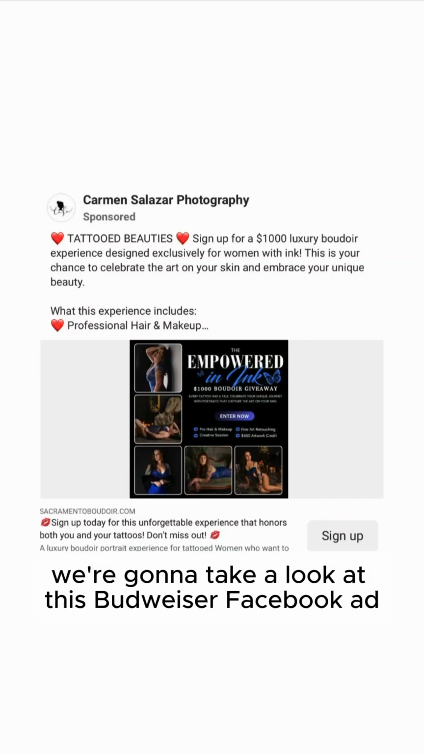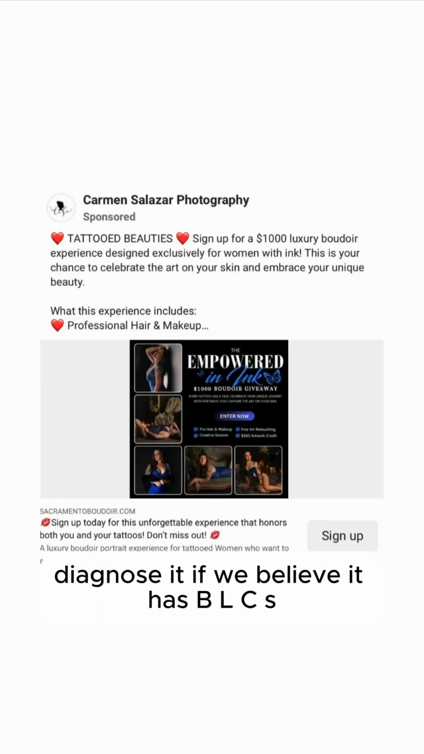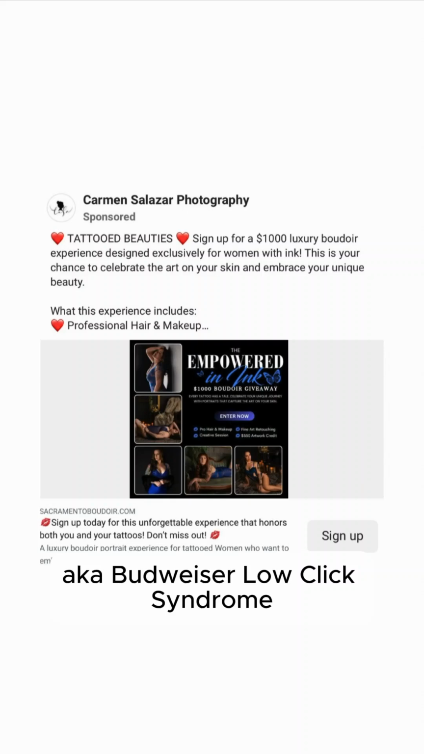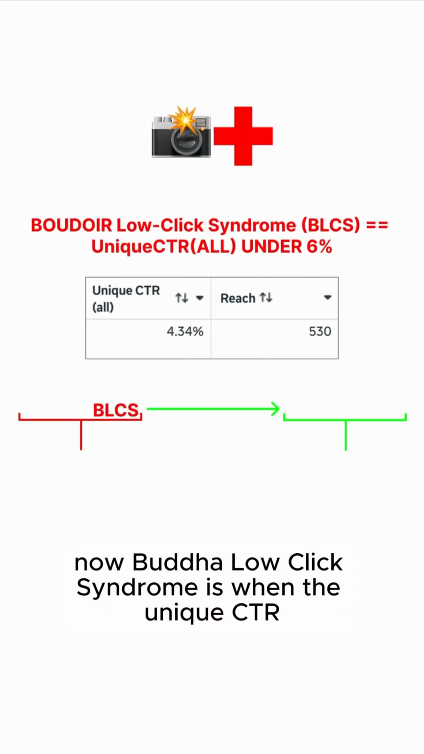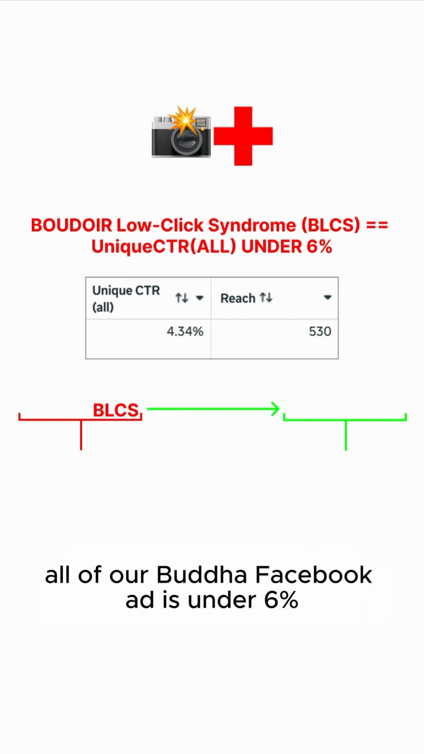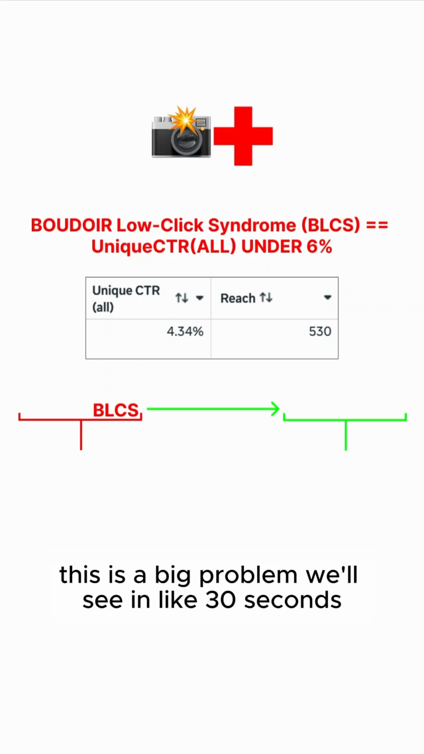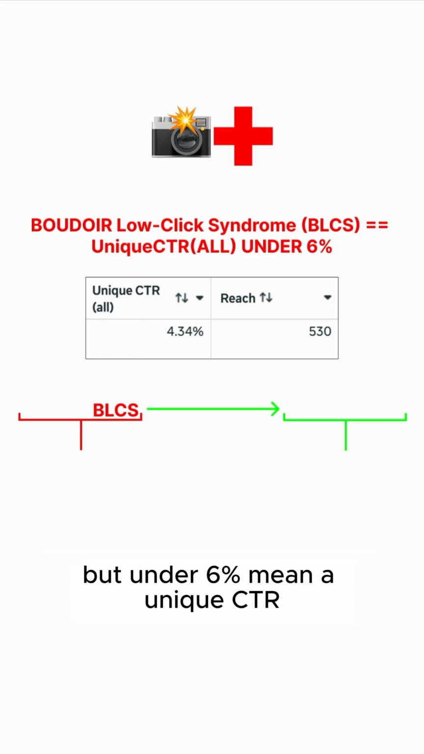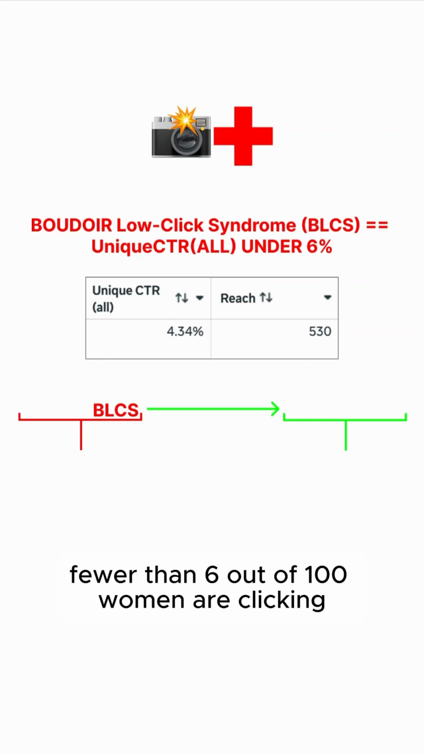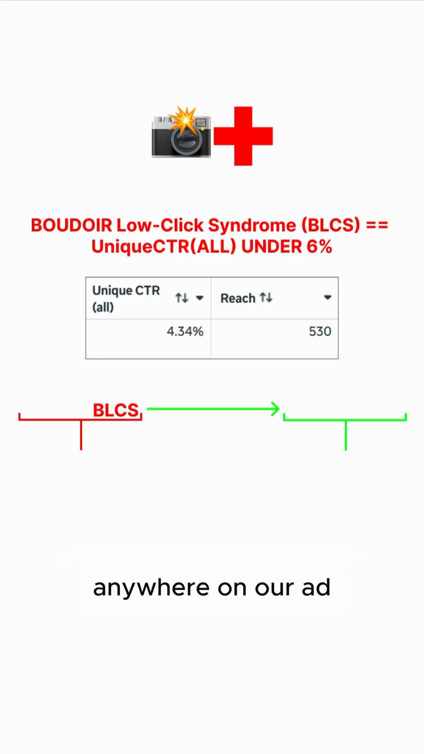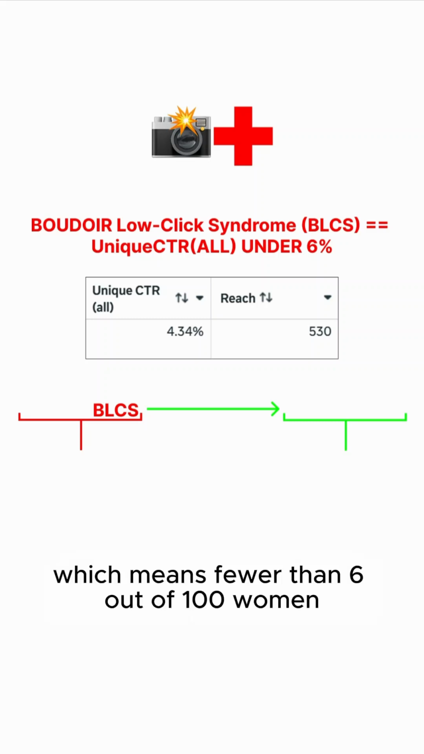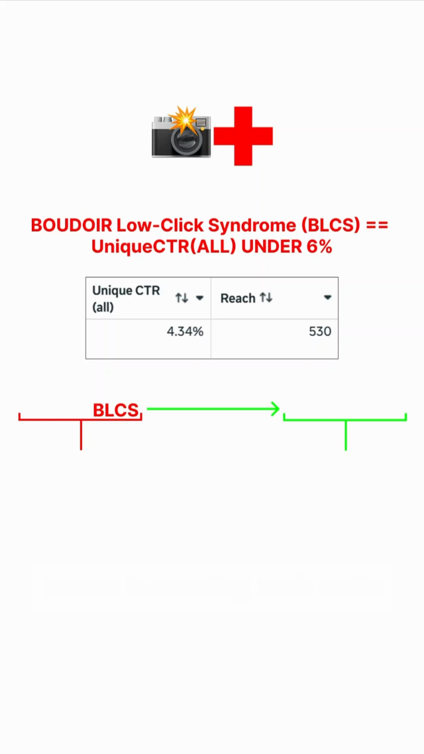All right, y'all, we're going to take a look at this Boudoir Facebook ad and diagnose whether we believe it has BLCS, aka Boudoir low click syndrome. Boudoir low click syndrome is when the unique CTR all of our Boudoir Facebook ad is under 6%. This is a big problem, as we'll see in about 30 seconds. Under 6% means fewer than 6 out of 100 women are clicking anywhere on our ad, which means fewer than 6 out of 100 women, our ad is entering their brain.